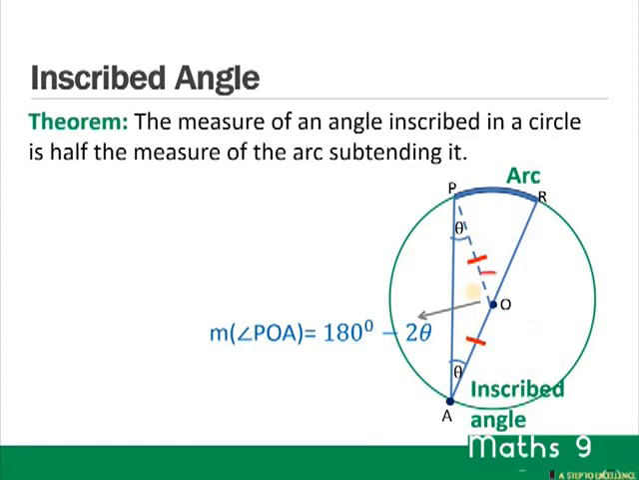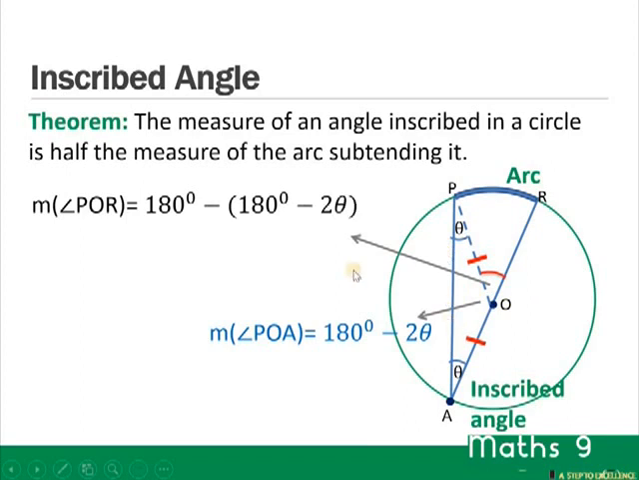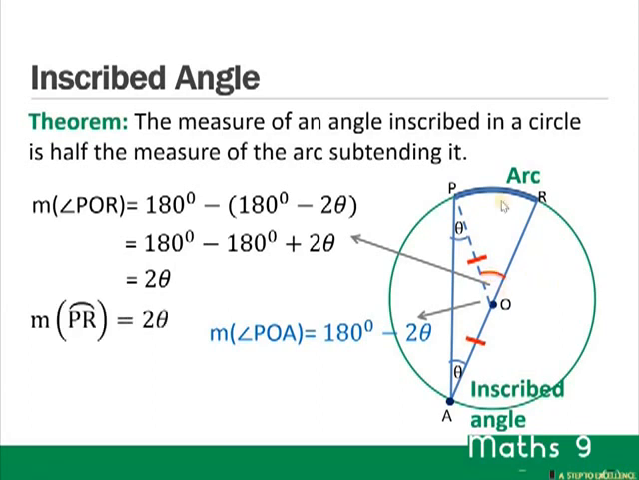And then this angle here is going to be 180 minus (180 minus 2 theta), because these 2 angles here lie on a straight line, so they add up to 180. This simplifies to 180 minus 180 plus 2 theta, which is 2 theta. This means that the measure of the arc PR is also 2 theta. So the measure of angle PAR, which was theta, is half of the measure of arc PR, which is 2 theta.